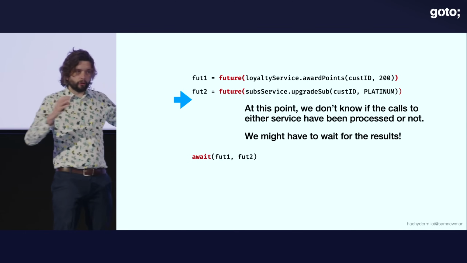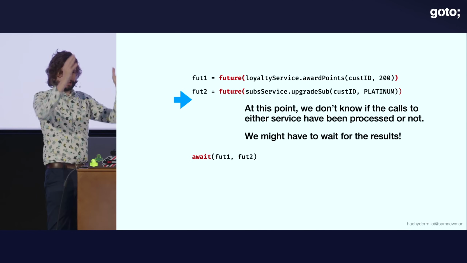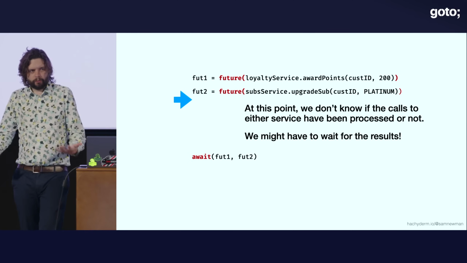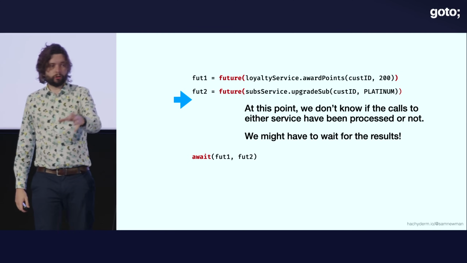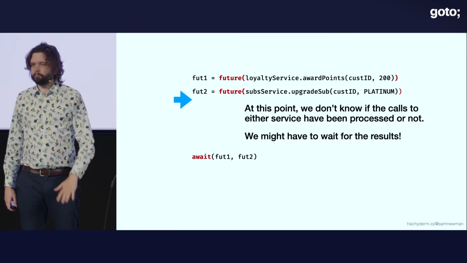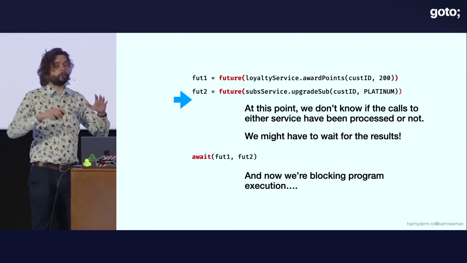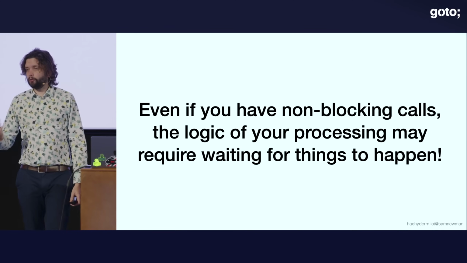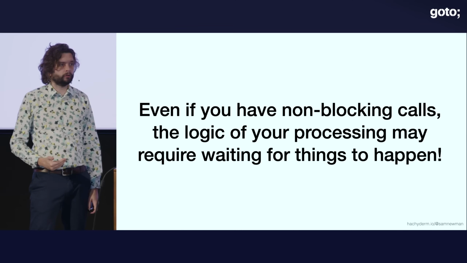I've seen lots of people say, okay, I've made my code all reactive and it's non-blocking, and it's just async awaits everywhere. And that's fine, but you're blocking and waiting. It's rare, in fact, that you don't end up somewhere in the client code having to actually stop and wait. There's other issues we'll get to around failure modes, which we'll take a look at later on. So the thing is, even if you're doing non-blocking calls, the logic of your processing may require that you still have to wait for things to happen.